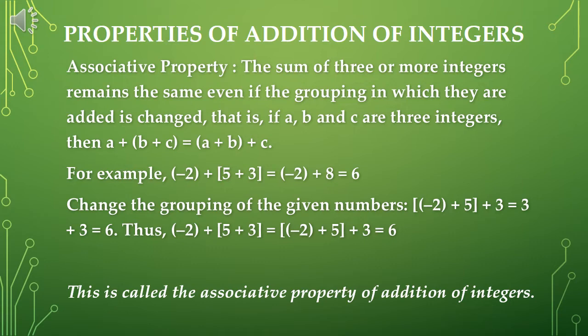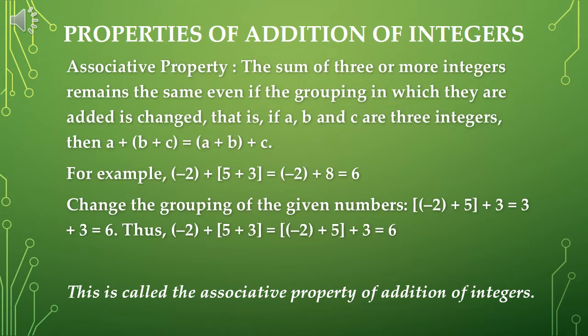When there are three integers, suppose a, b and c, we have to add the three integers in the manner that first we add b plus c and the answer is added to a, or we add a plus b first and the answer is added to c. This is called the associative property of addition of integers.